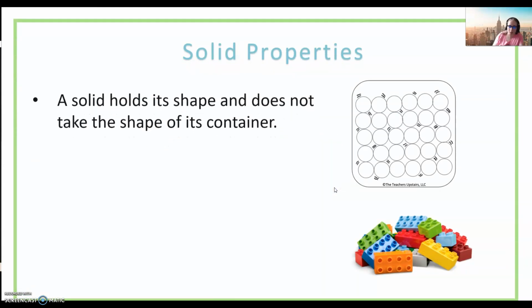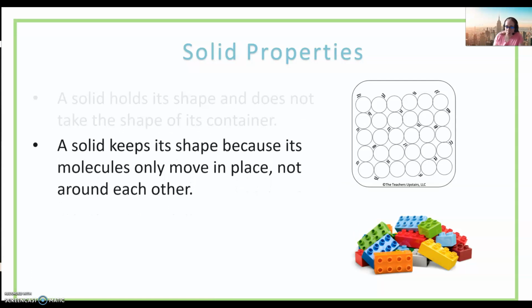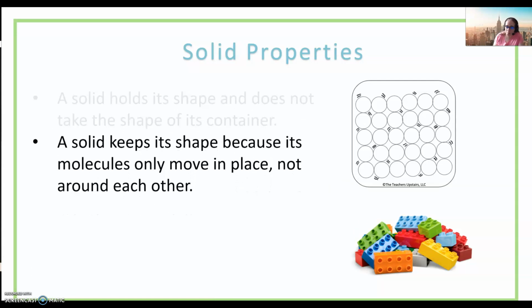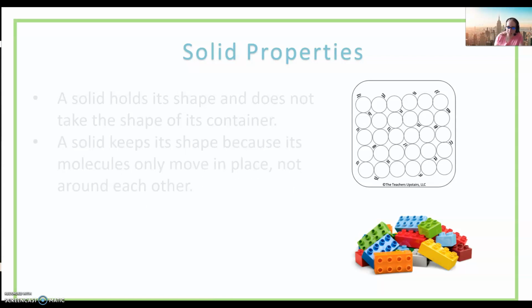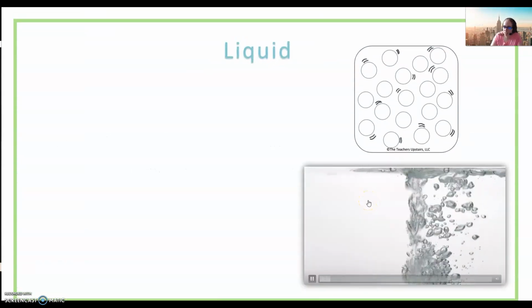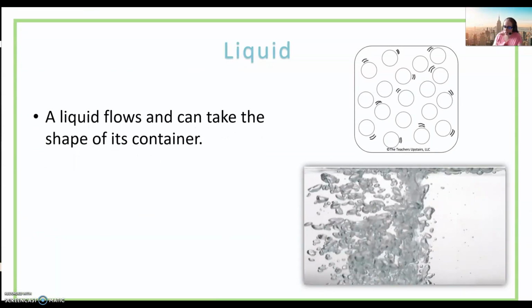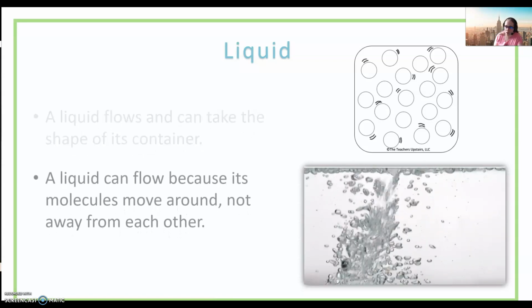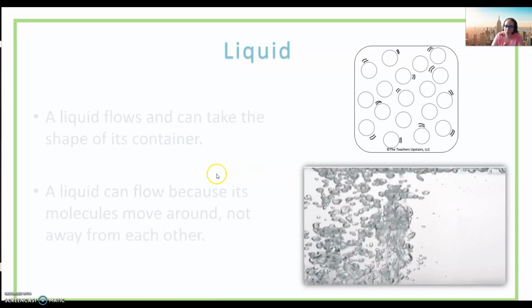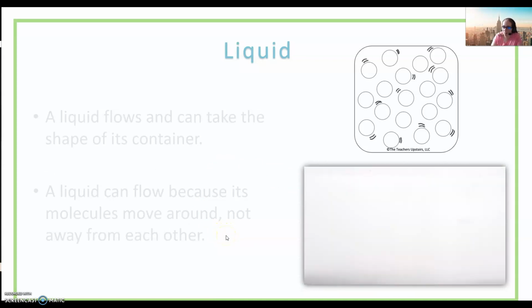So your solid properties are going to be these. A solid holds its shape and does not take the shape of its container. It keeps its shape because its molecules only move in place, not around each other. So they only move right in place. It's like shaking. Okay, if we're looking at a liquid, liquids flow and they can take the shape of their container. So they're going to actually take the shape of whatever the container is, round, square, whatever. A liquid can flow because its molecules move around, not away from each other. They just move kind of around and slip and slide past each other.